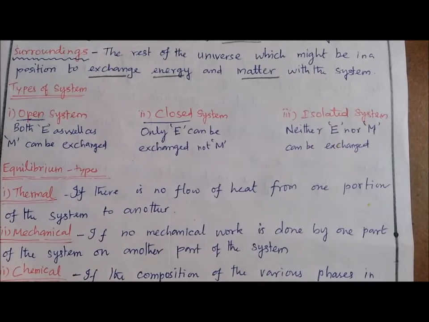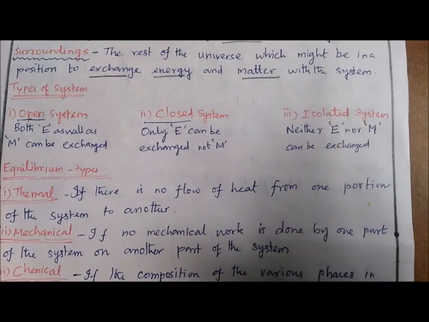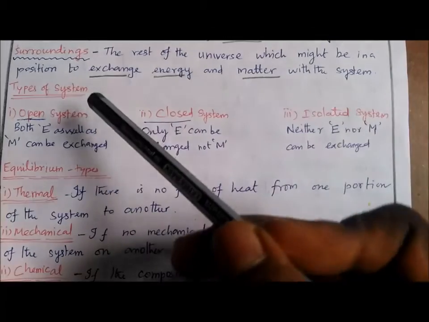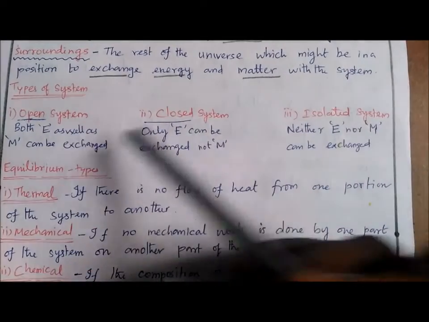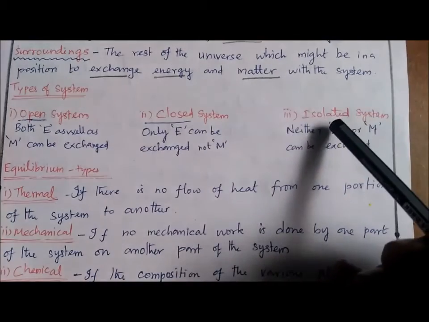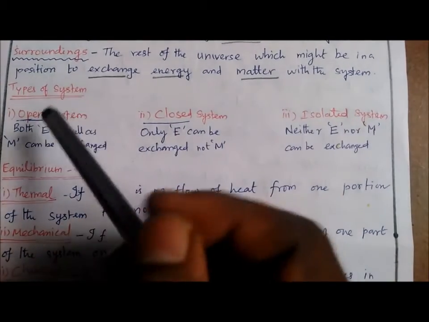Sometimes it may be the RB flask and other things may be the system. There may be different kinds of systems. In that, we have the classification: open system, closed system, and isolated system. Now we can see what an open system is.